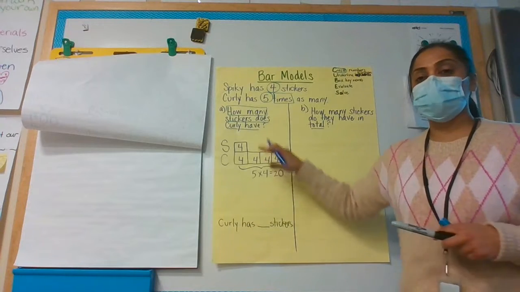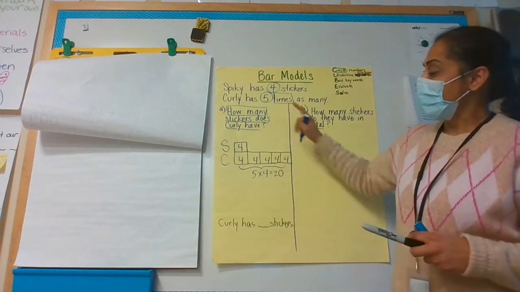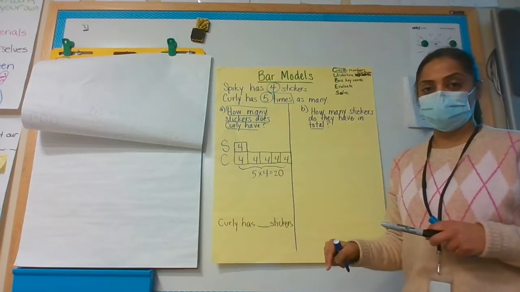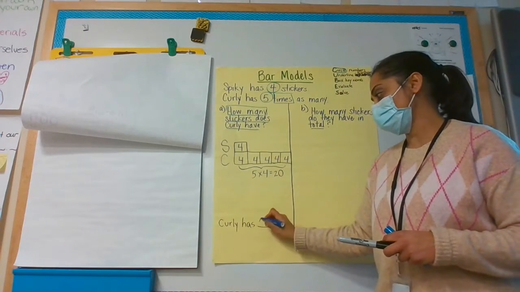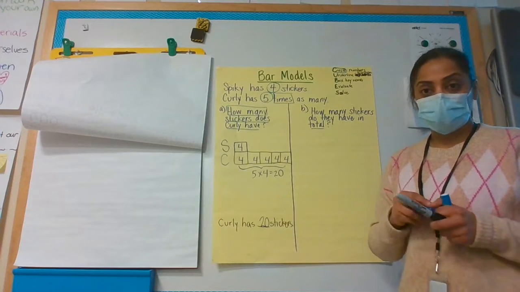Okay, so I'm showing my evaluation. I'm showing my calculation and how I'm solving it. And now I need to go ahead and answer the question, how many stickers does Curly have? And so in this case, we would write Curly has 20 stickers. So that's that kind of a question.